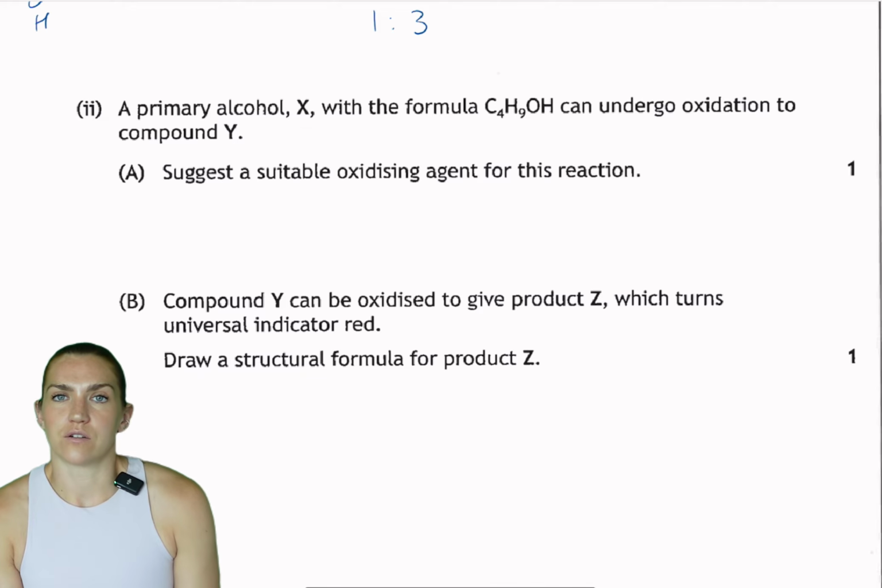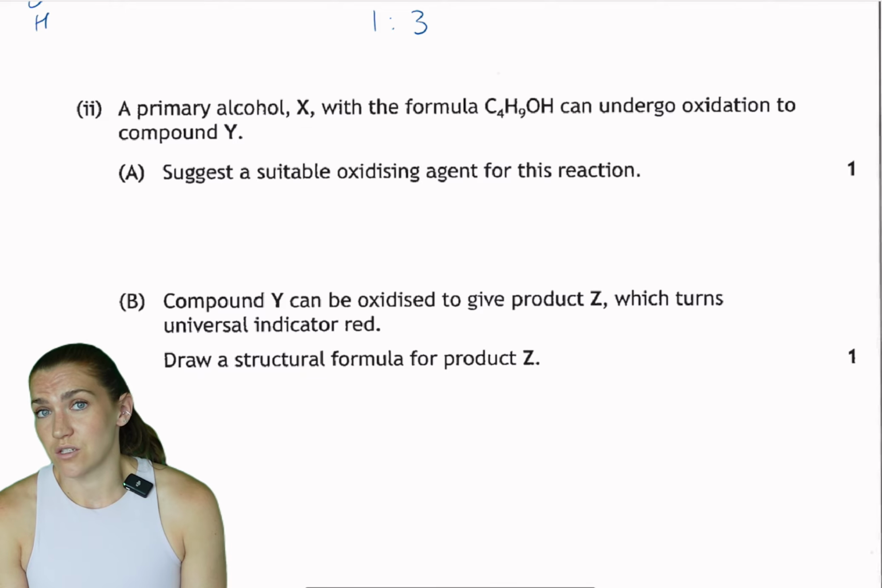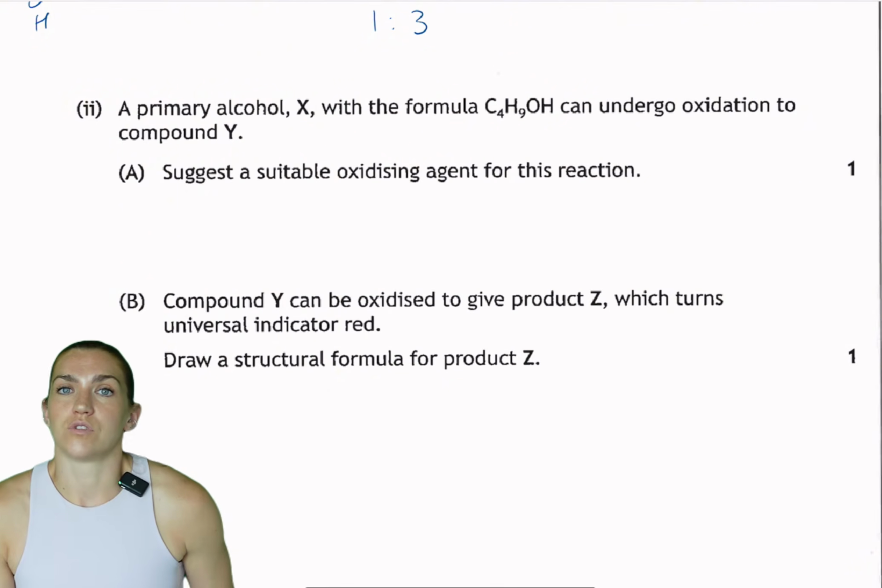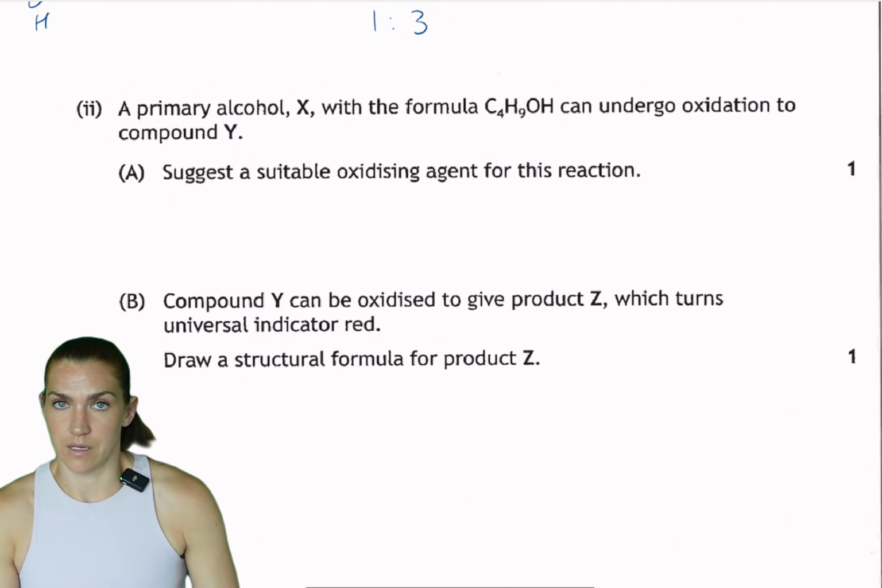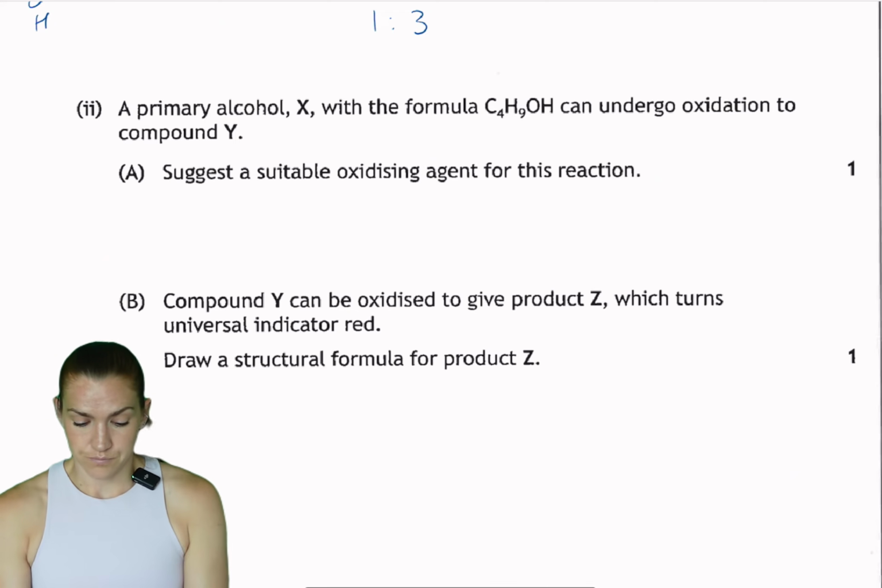So to oxidize alcohols, we generally want to use hot copper(II) oxide or acidified dichromate solution. Fehling's solution and Tollens' reagent are not strong enough oxidizing agents to oxidize alcohols, so we don't really tend to use them. So for these questions on oxidizing alcohols, you really do need to pick hot copper(II) oxide or acidified dichromate solution, ideally, for these.